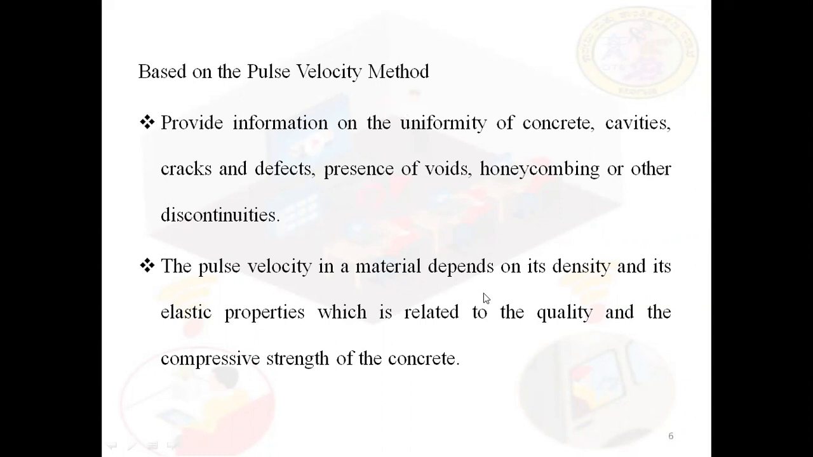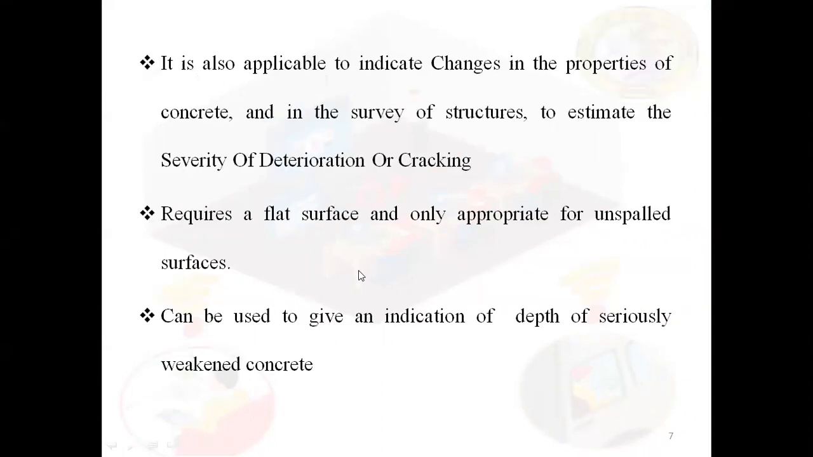Next, the pulse velocity in a material depends on its density and its elastic properties. If the density is more, the pulse velocity is also quicker. Thereby, indirectly we can find out the composite strength of that concrete. It is also applicable to indicate changes in the properties of concrete from one place to another. There also we can use this test, or see whether there are any cracks inside the structural elements.